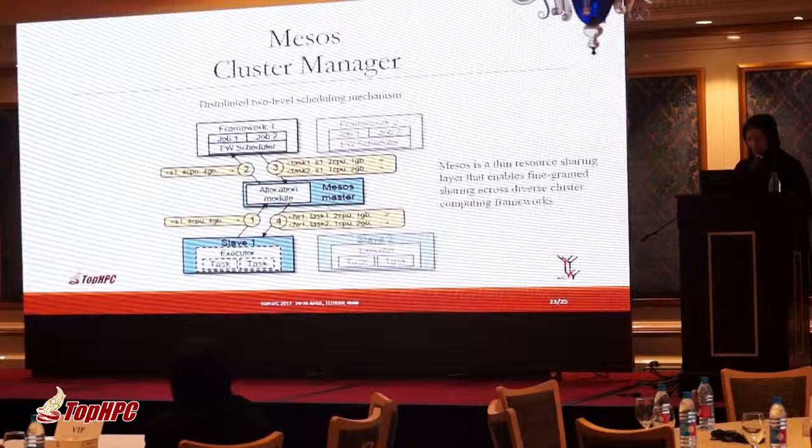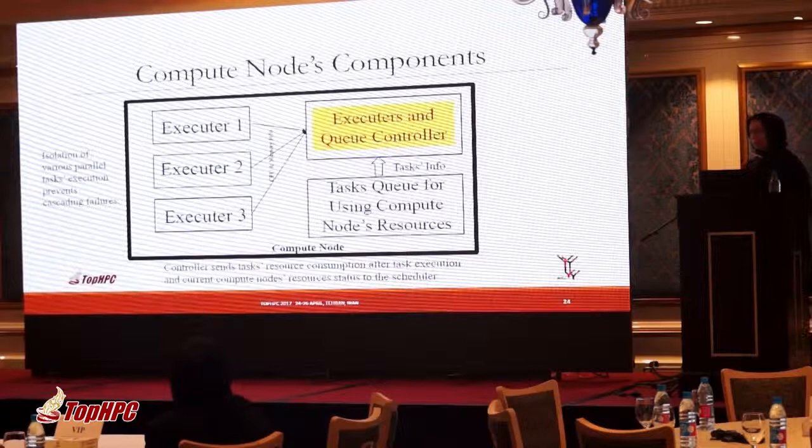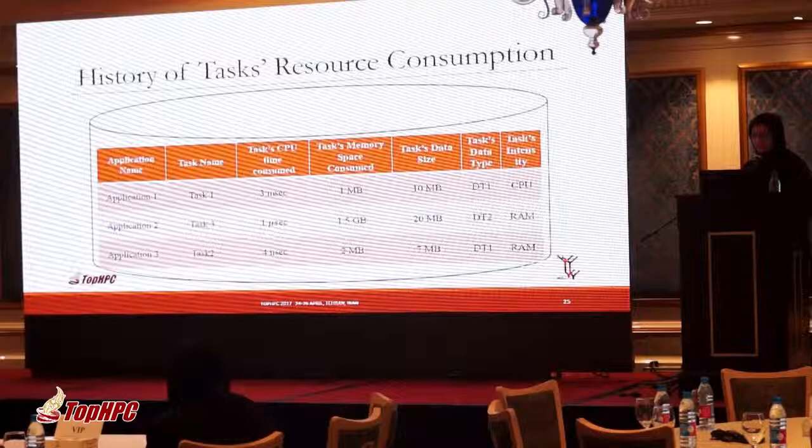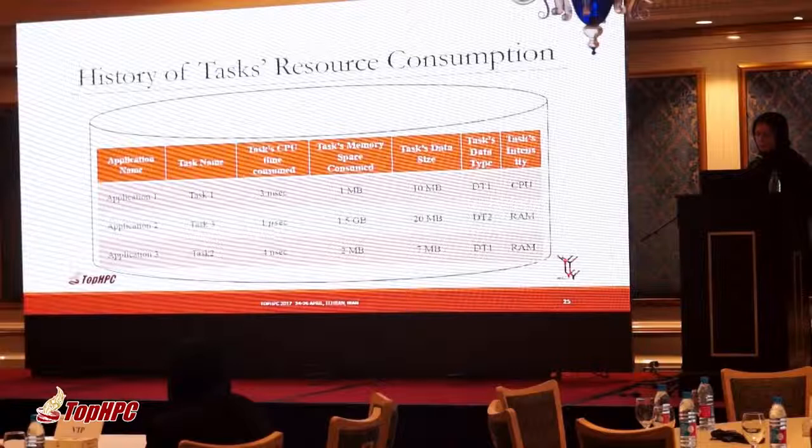In the architecture, each compute node has a component named the controller. The controller controls executors and the task queue. After task execution, the controller sends a report regarding the task's resource consumption to the scheduler. And also, the controller sends the current status of the compute node's resources to the scheduler. This is an example of the report which is sent from the compute node to the history log regarding tasks' resource consumption.